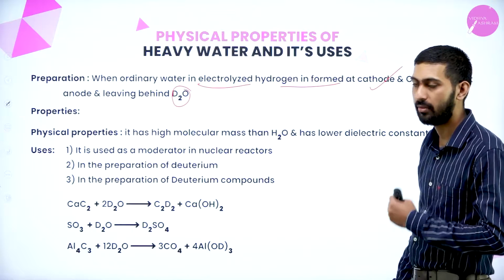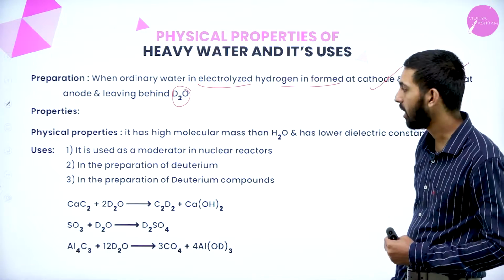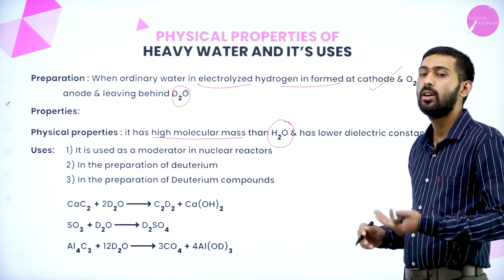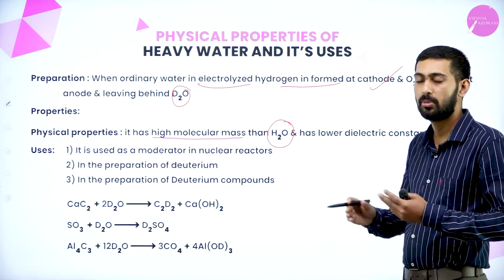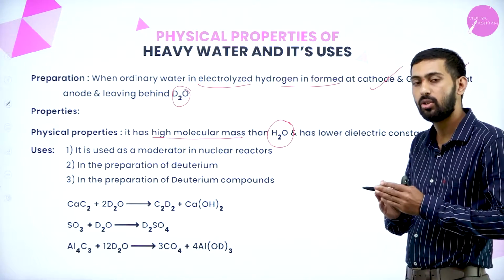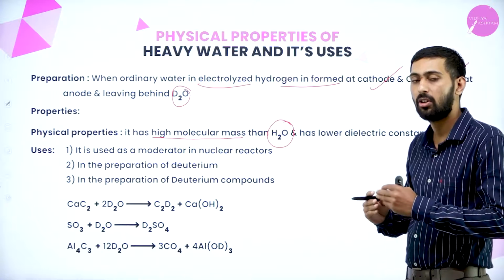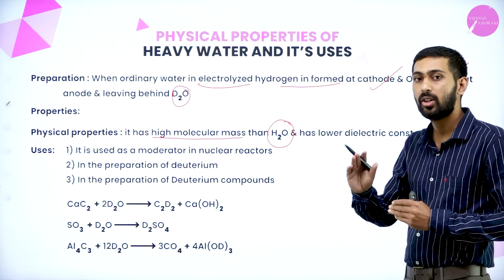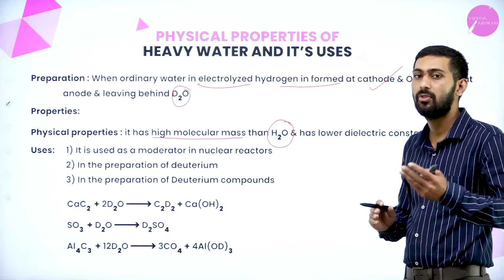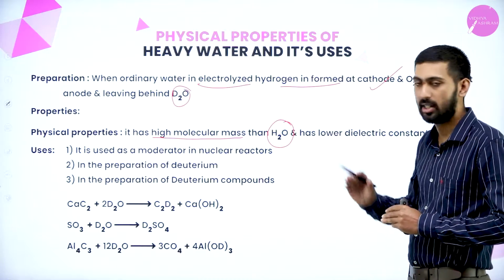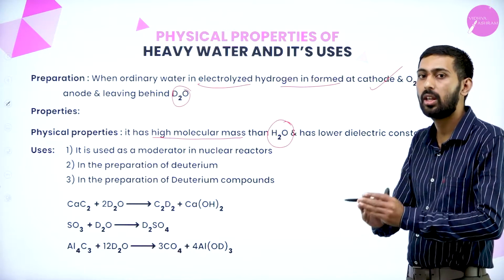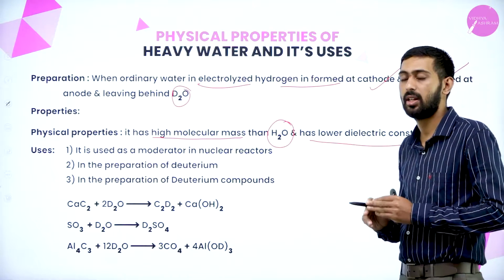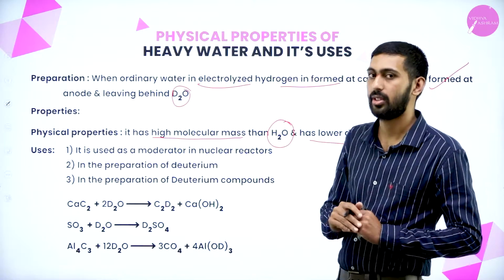Next thing is the physical properties of heavy water. It has a higher molecular mass than the water molecule. Usually, ordinary water we use for drinking purposes and all, right? But deuterated water cannot be used for drinking or cleaning purposes. It is electrolyzed water, so it can be used in inverters and the like. Deuterated water has a higher molecular weight than the water molecule, and it has a low dielectric constant. We should know this.